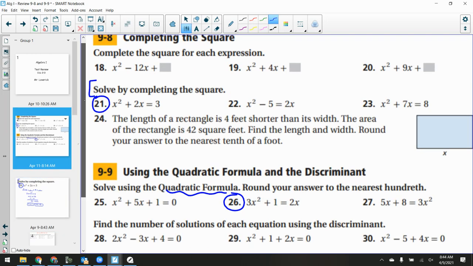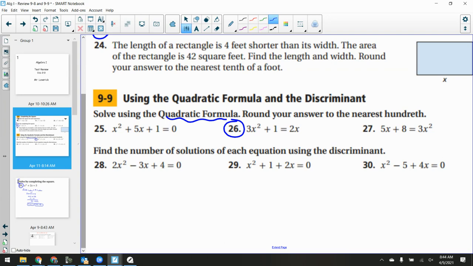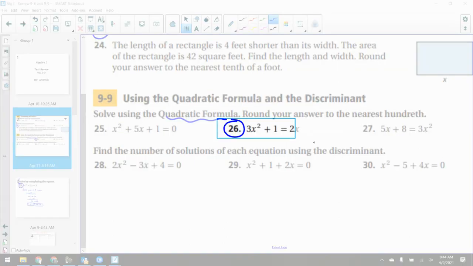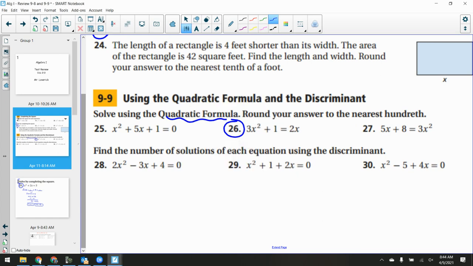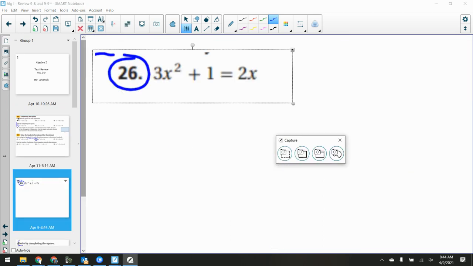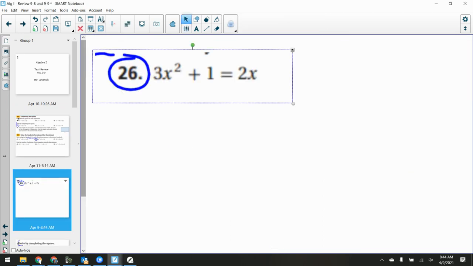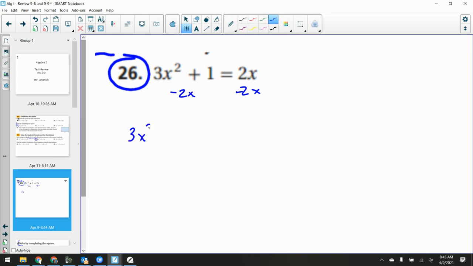The next one is the quadratic formula. All right. Now, with the quadratic formula, I have to have it put into standard form. Is this in standard form as it is? No. Okay. So that means I got to subtract the 2x over to the left side. So that will get me 3x squared minus 2x plus 1 equals 0. Now I can use the quadratic formula.